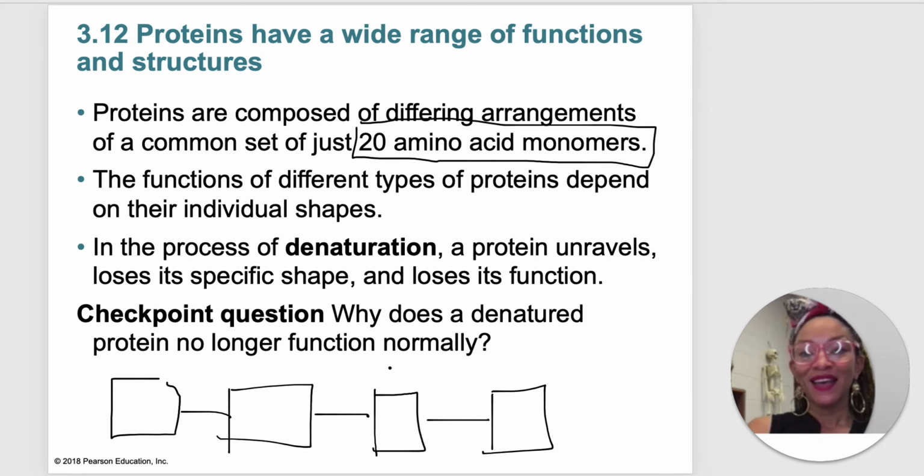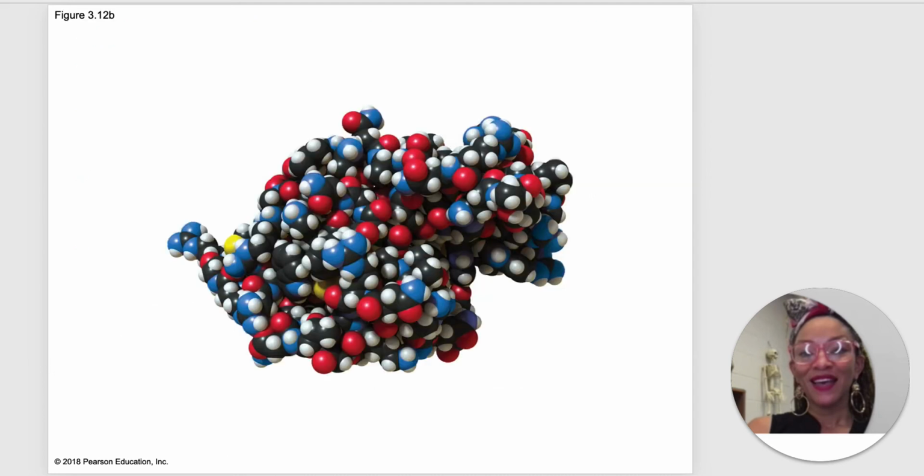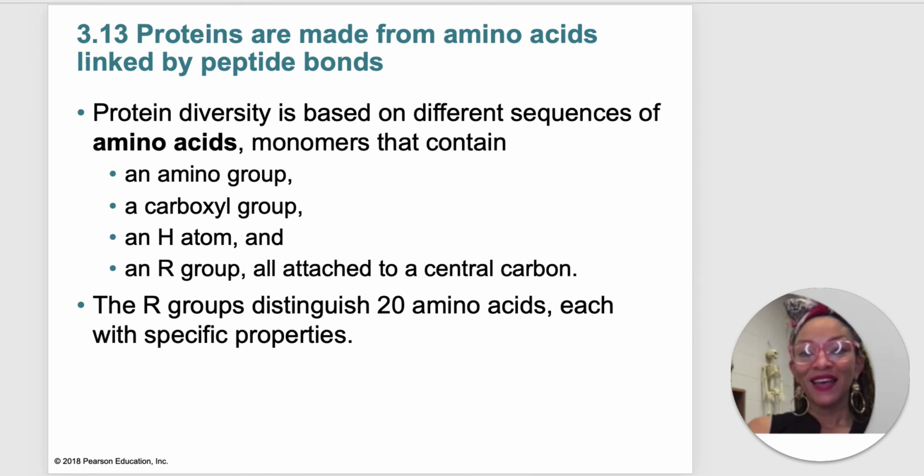Okay, so proteins' functions are dependent on their individual shapes, so their 3D structure. In something called denaturation, this is typically due to high heat, acidity, things like that, or different pHs they don't like, a protein is going to unravel and lose its shape, which means it in turn loses its function. So let's talk a little bit more about that. Right here we have a globular protein, just a big glob of amino acids, right? So let's look at how proteins are the same and yet different.